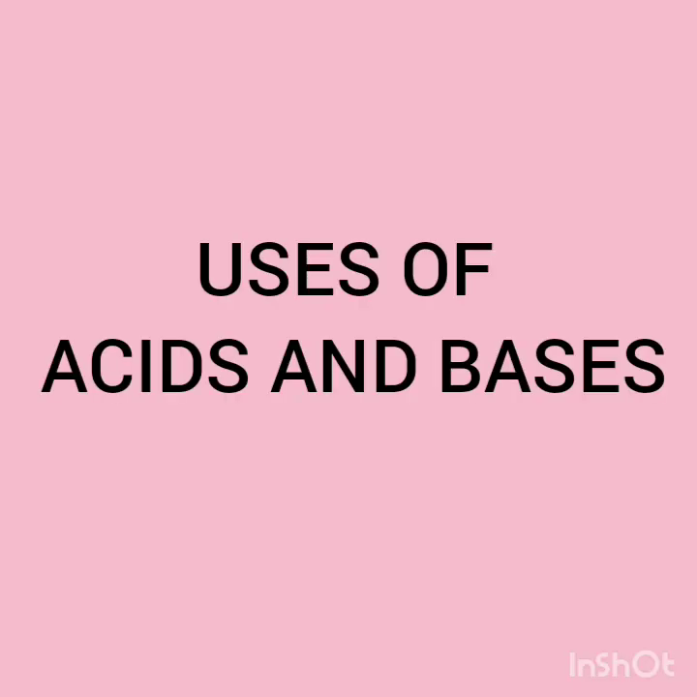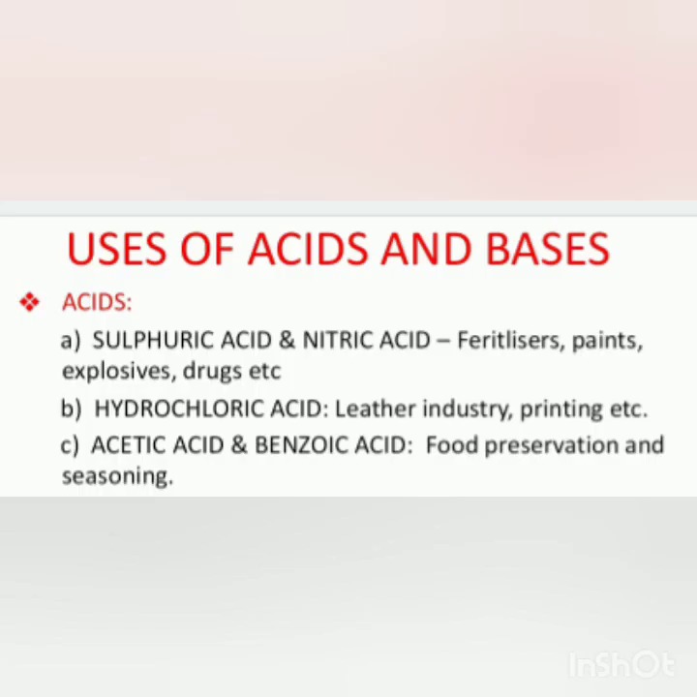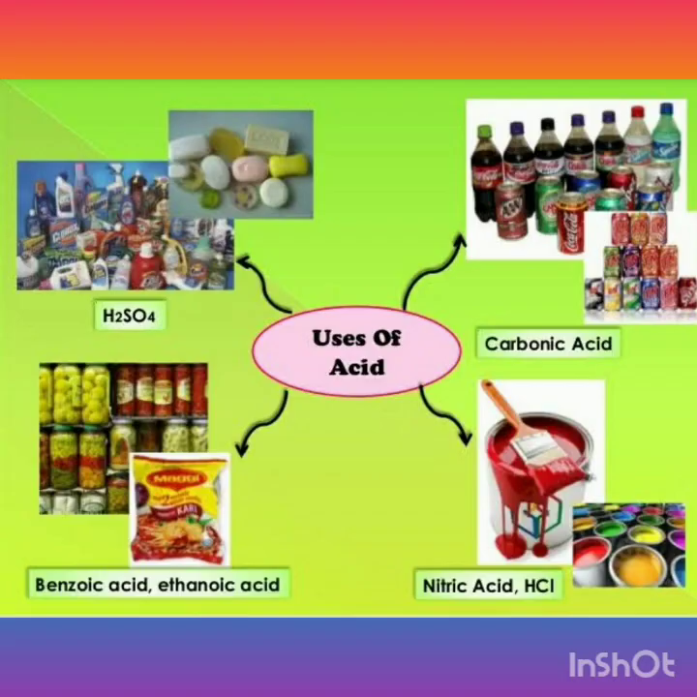Our last topic is uses of acids and bases. Acids like sulfuric acid and nitric acid are used in making fertilizers, paints, explosives, drugs, etc. Hydrochloric acid is used in leather industry and printing. Acetic acid and benzoic acid are used as a food preservative and also for seasoning. Here I have shown the diagrammatic representation of uses of acids.